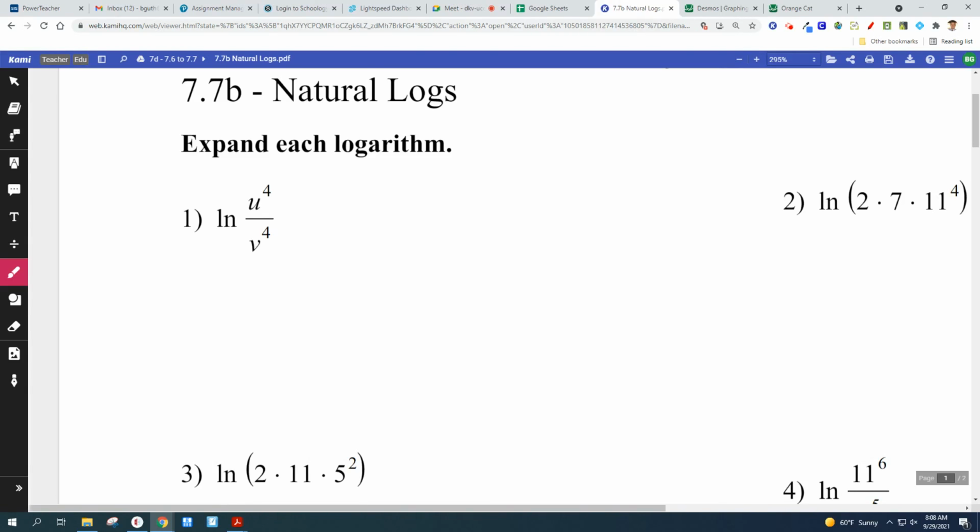7.7b, we're still talking about natural logs. And again, when we think about logarithms, we're thinking about exponents. But a natural log is that special log. It's a log base e. And so e is that Euler's number. It was 2.718 or something like that.